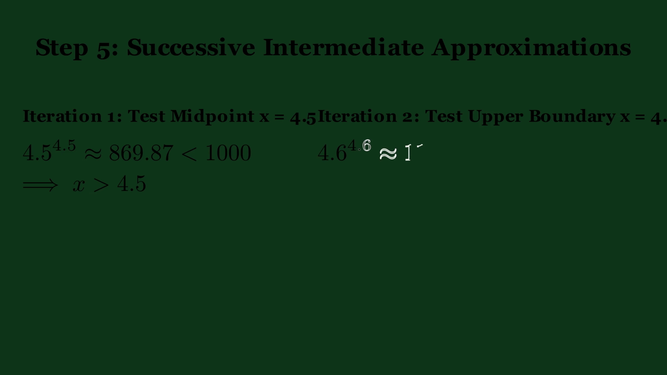4.6 to the power of 4.6 jumps up to about 1120.50. Now we have overshot our target. This is great news because it traps our true answer in a much tighter window, between 4.5 and 4.6.